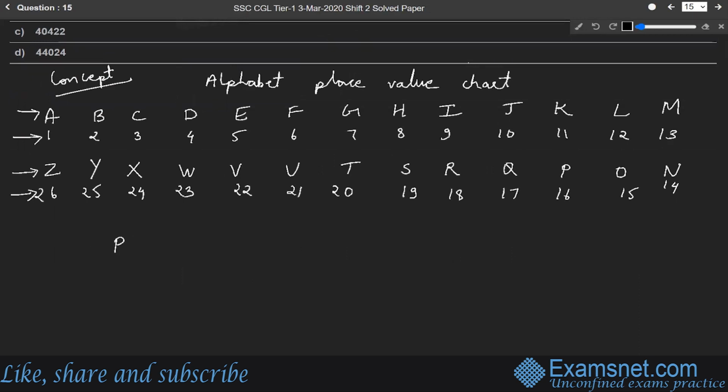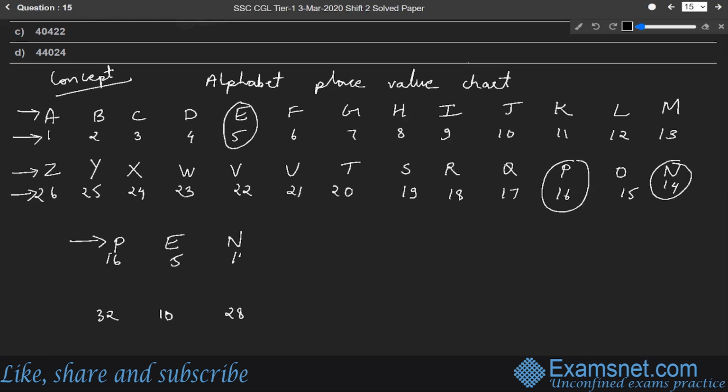Now, pen is coded as 321028. So let us write pen, P-E-N. It is coded as 321028. We have split the whole number into pairs of 2 digits. Now, the main concept here is, firstly, we have to write the positional value of P, E, and N. So, from the alphabet place value chart, can you tell me what is the positional value of P? The positional value of P is 16. Similarly, positional value of E is 5. Then, positional value of N is 14.